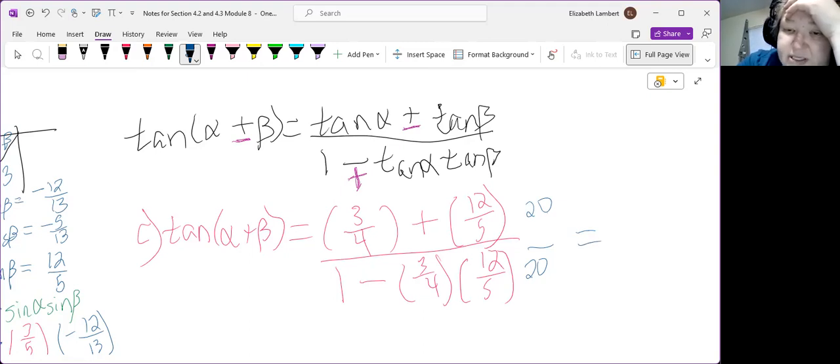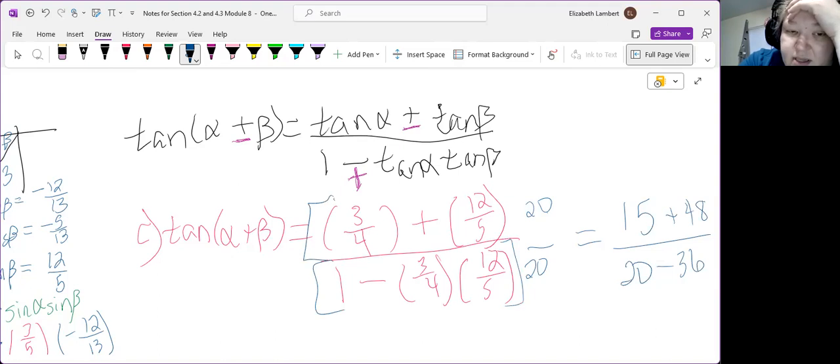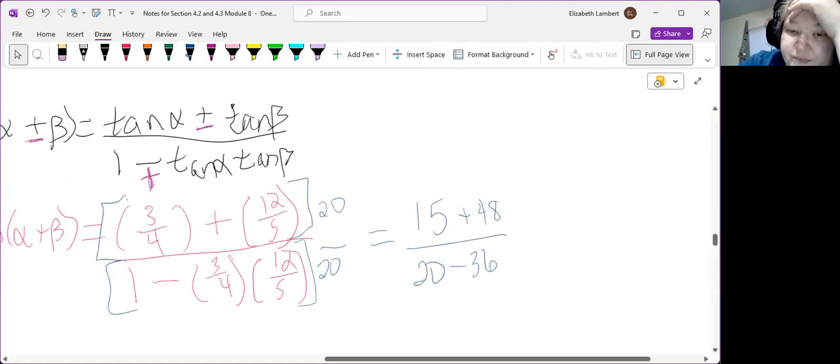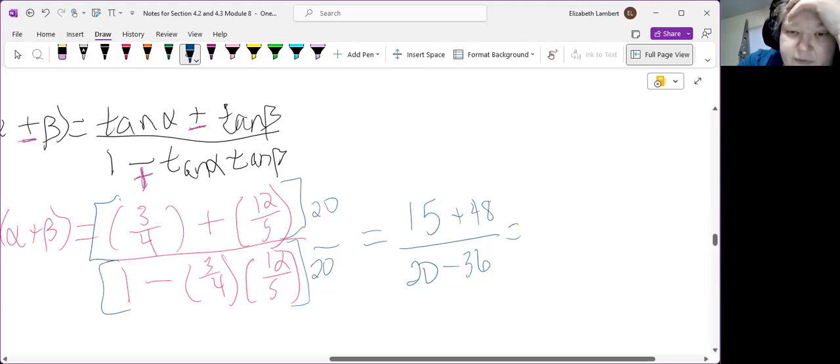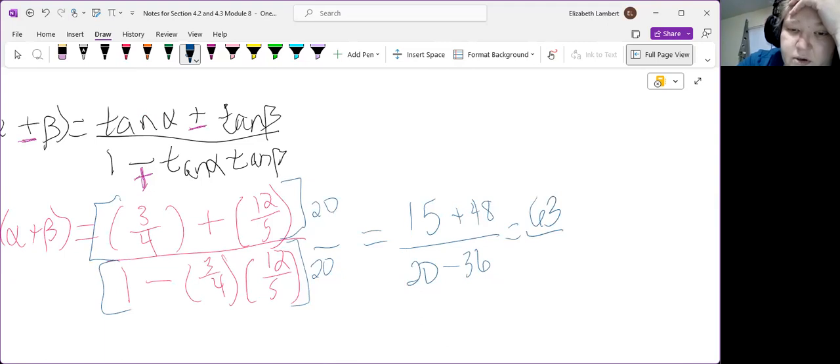20 times 3/4 is 15. 5 goes into 20 4 times. 4 times 12 is 48. 20 times 1 is 20. And then this will be minus 3 times 12 is 36. And it'd be over 20, but it would cancel with the 20. So this is like that 20 distributes through. All right, little fraction's gone. 63 over 20 minus 36 is -16.